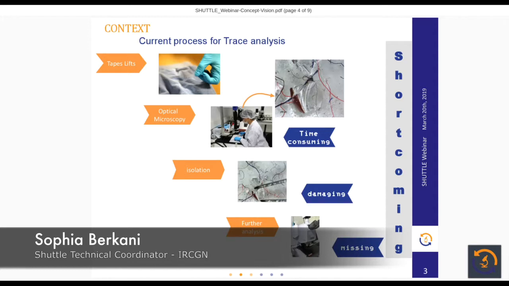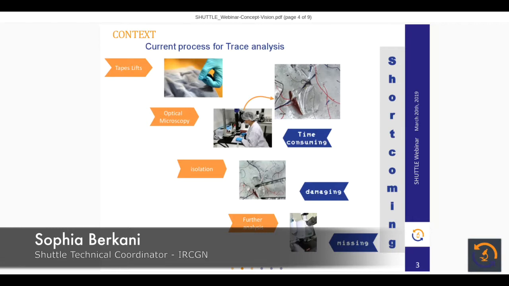So, when the expert gets the clothes, he has to collect the microtraces by tape lifting, then scan the tape and determine which microtraces are relevant. And if he finds something relevant, he has to extract the trace for further analysis. As you noticed, everything leans on the expert's eyes, and there are some shortcomings to that. It's time-consuming for the expert to scan all of the tapes, and there is a risk of damaging the microtraces by extracting them and missing something due to the damage.